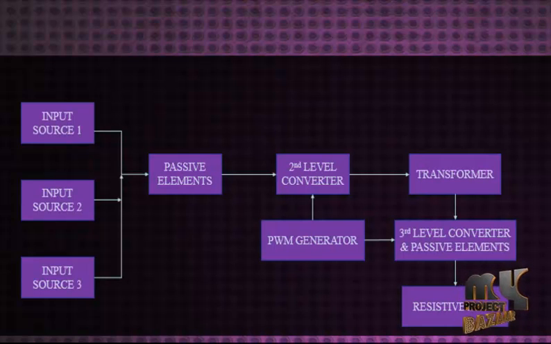First of all, the input sources are the first level, and after that the second level converter converts DC to AC. That second level converter is connected before the primary winding of the transformer. After the transformer, the third level converter is connected to the resistive load. The third level converter consists of passive elements, and it converts AC to DC.